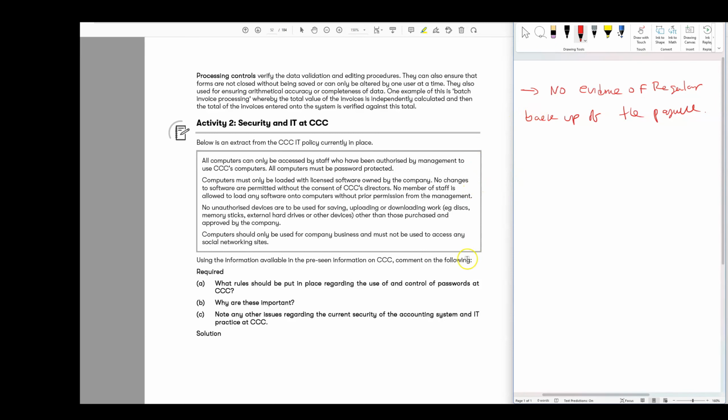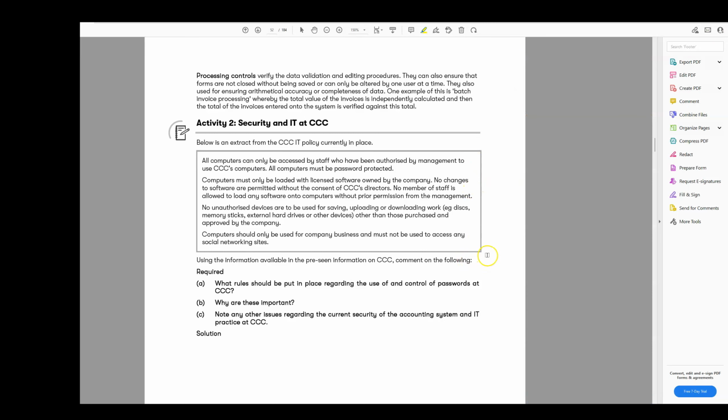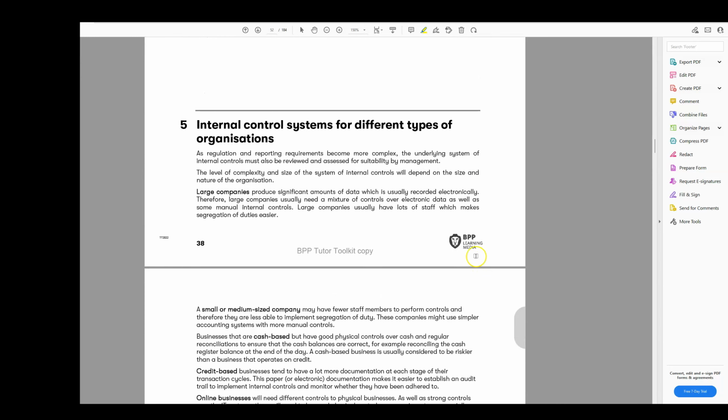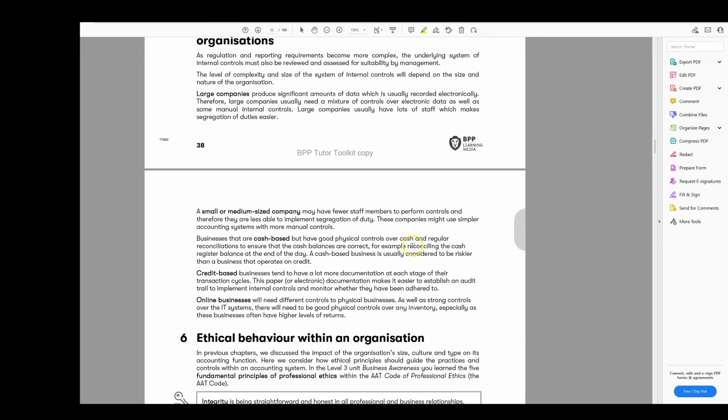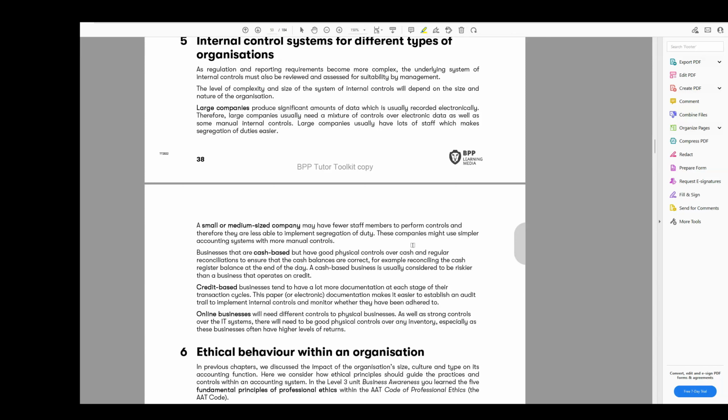All right, let's move on to our next one. We have an internal control system for different types of organization. We have a large company, so of course the way of internal control will be a little bit different. But if we have a small or medium company, then obviously the internal control will be smaller compared to the large company, because when you look at the organization, we also need to look at how much they can invest in the control system.